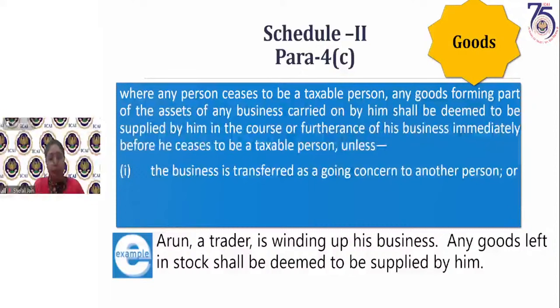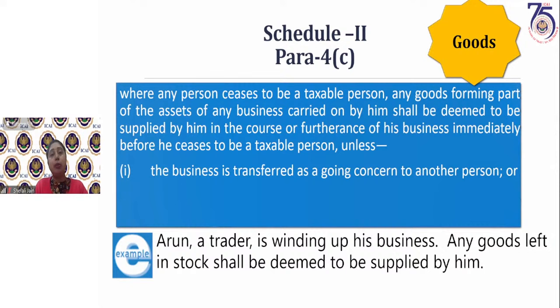Now, this clause will not apply in case the entire business is transferred to another person. We are referring to a case where the business has been stopped. That means he has stopped conducting the business. He has discontinued his business. And in that case, whatever stock and assets have been left with him, they will be considered to have been supplied by him. And that supply will be considered as supply of goods.